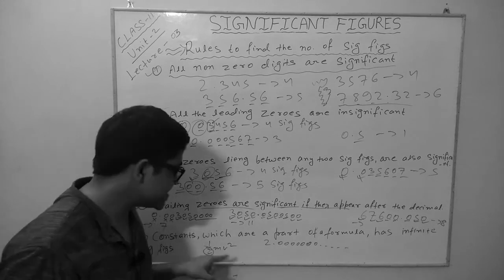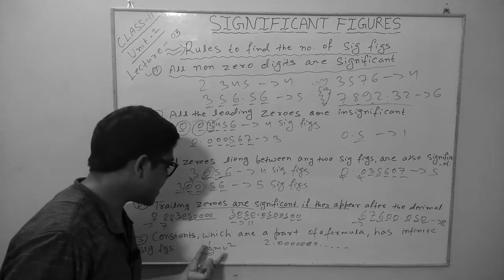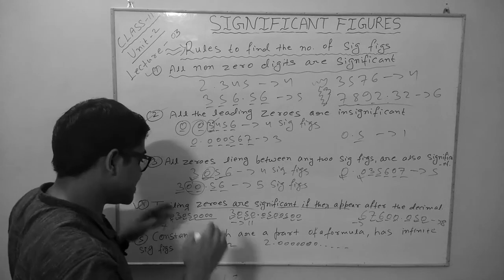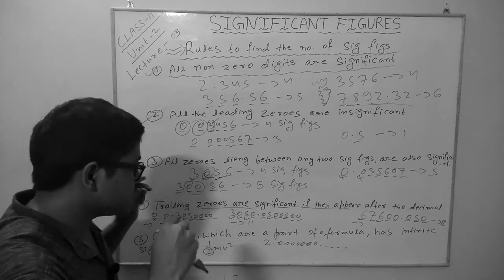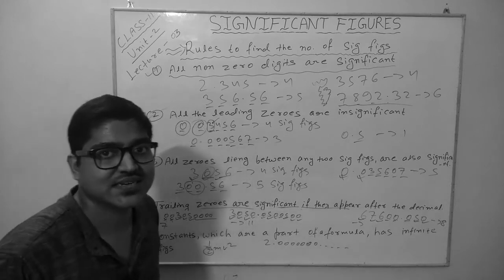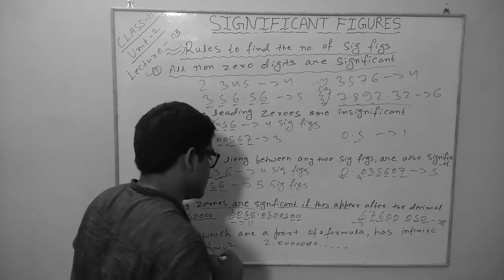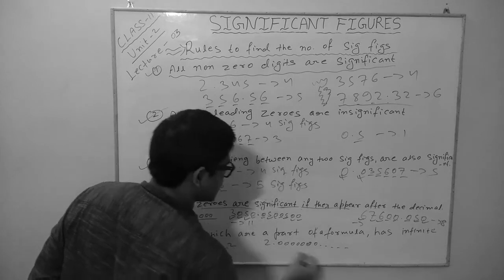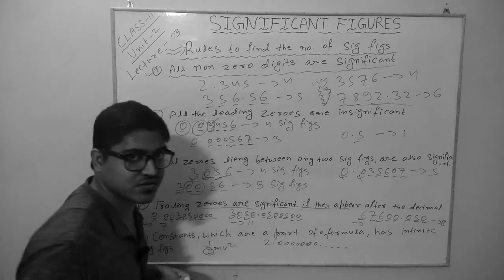It is not a measured value. It is a number, exactly 2. It's a part of the formula. Since we know it with so much perfection, we can say that there are infinite significant figures in this digit. Okay. You can put any number of zeros after it, after putting a decimal.